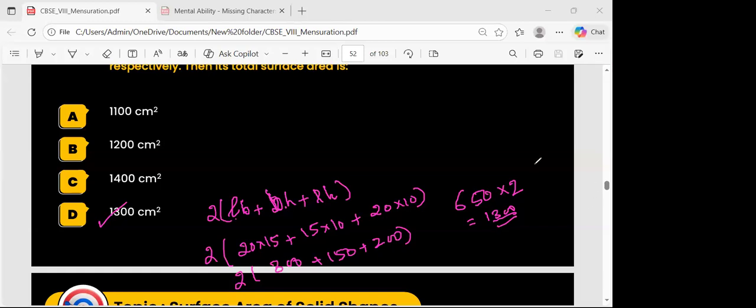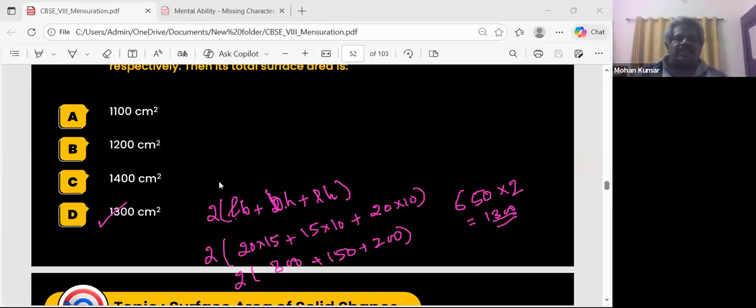Let's study a small trick. Multiply 15 into 20, which is 300. 20 into 10, you will get 200. So 300 plus 200 is 500, plus 150, into 2. That is the answer. You can use it easily if you have faster multiplication in your hand.